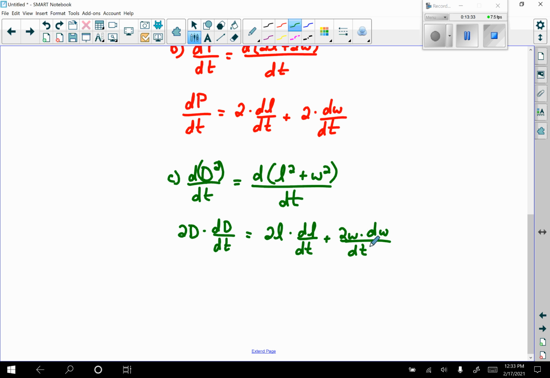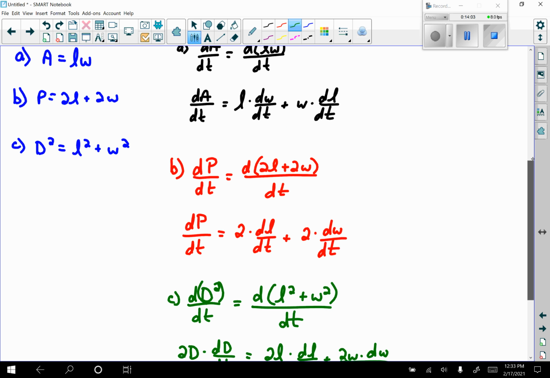We could simplify this. Notice they all have a 2 here, and I want to get the dD over dt by itself. So we could just say that the derivative of the diagonal, everything divides by the 2 there. So then we could just have all of this divided by D. So we'll just have L times dL over dt plus W times dW over dt all over D. So this will help us with step 6 when we go to evaluate.